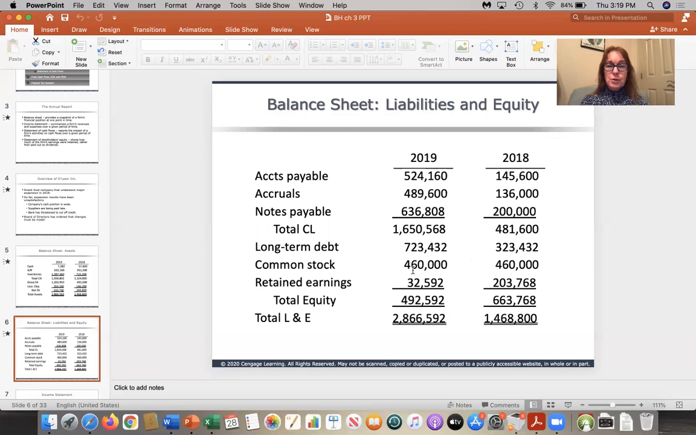So what they've done here is a little confusing. They've added these two numbers together to get the total equity right here. But actually, these are the total current liabilities. So if you have this number plus this one, plus this one, plus this one, you're going to get 2,866,592. Or this number plus this number plus this little subtotal of the equity, which is these two numbers, you get the same answer. Okay, so that's the balance sheet.